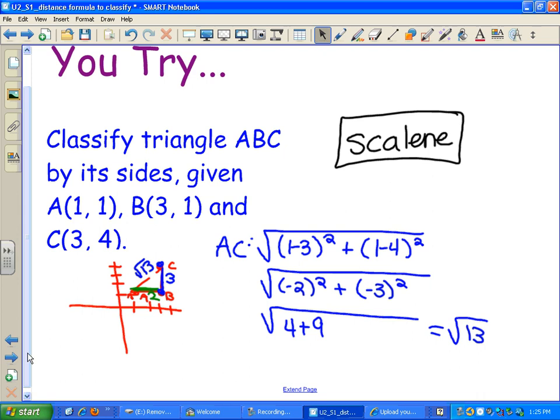So there you have it. We have learned how to use the distance formula in order to classify triangles by their side lengths. Good luck with the rest of this lesson.